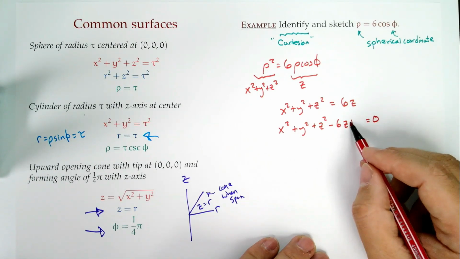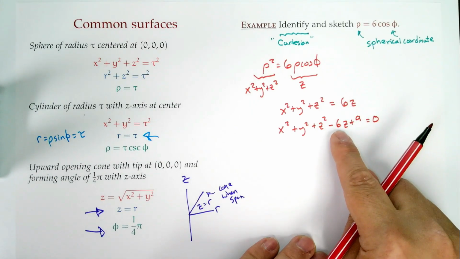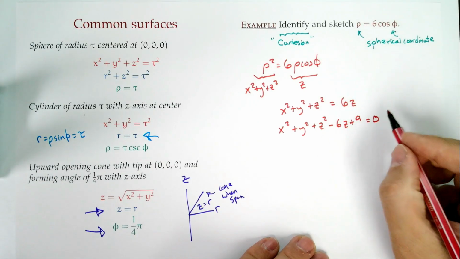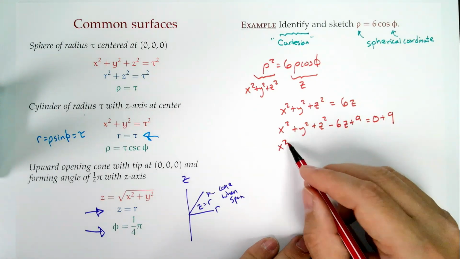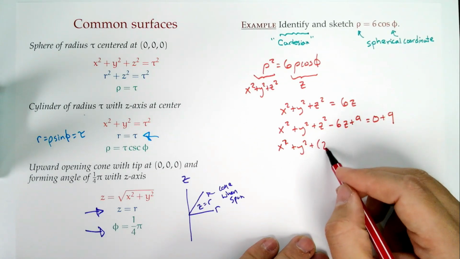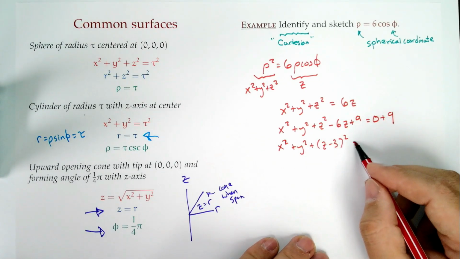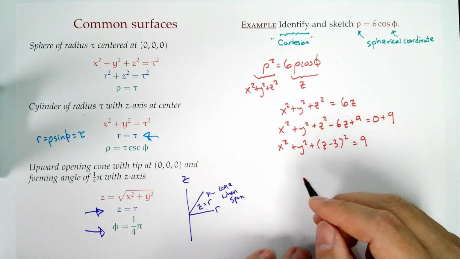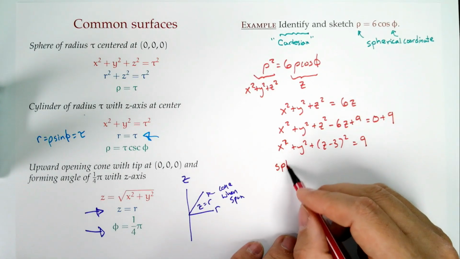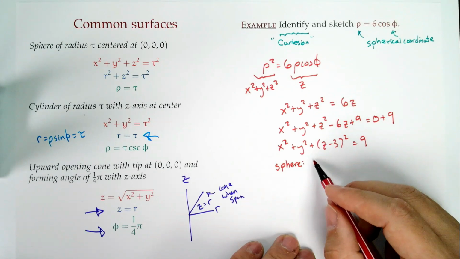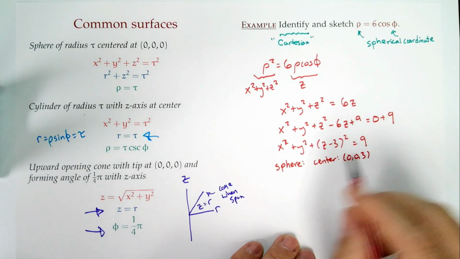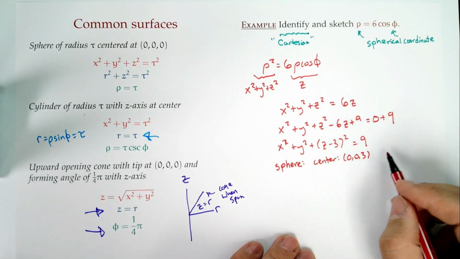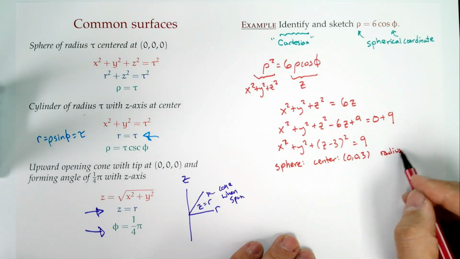Complete the square, so divide by 2, negative 3, square that, plus 9. Do it on both sides. And we get x squared plus y squared plus (z minus 3) squared is equal to 9, which means that we know what this is. This is a sphere. In fact, we know a little bit more. The center is going to be at (0, 0, 3), because we can read off 0, 0, 3, and the radius is going to be 3.